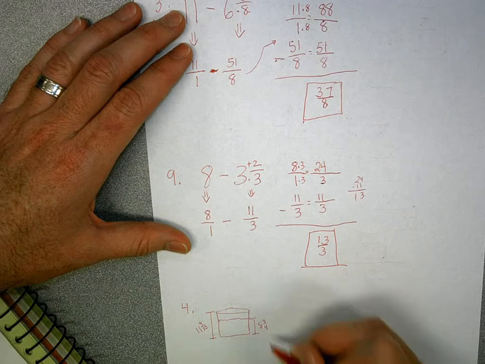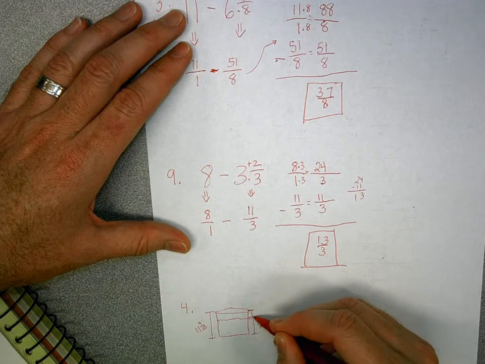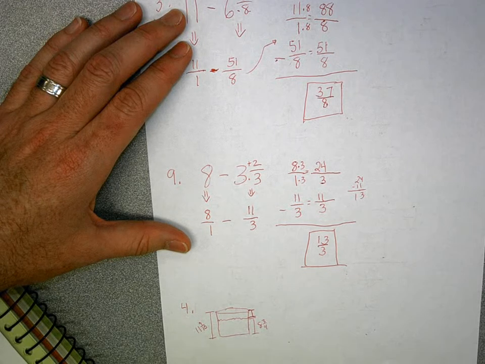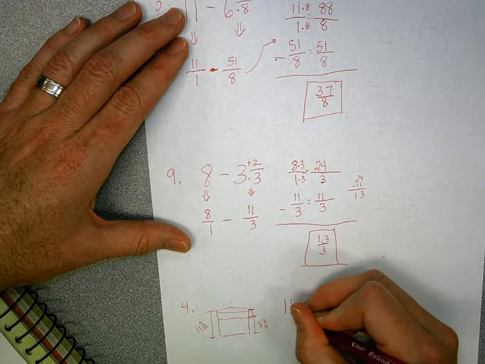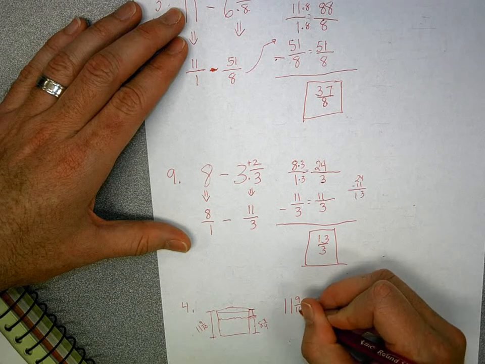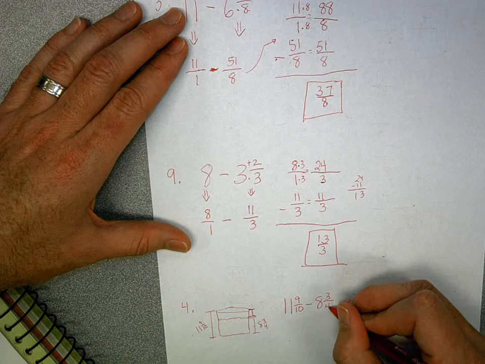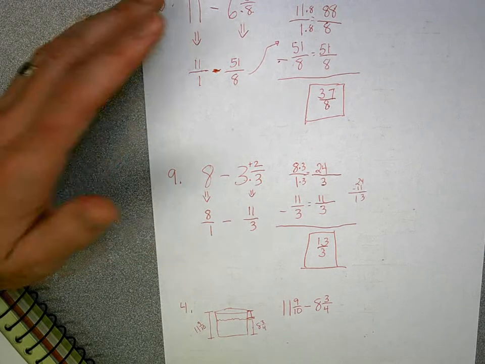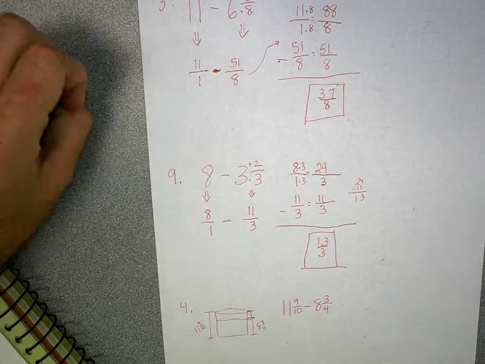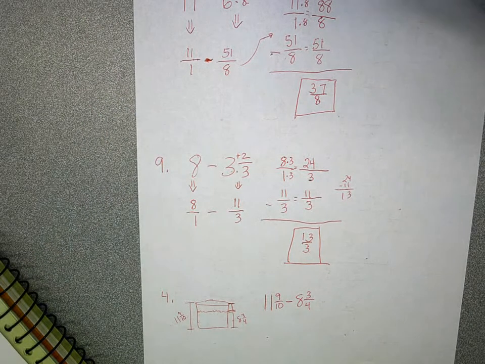So, of course, to find out how much more gasoline it can hold, all you do is take the 11 and 9 tenths and subtract the 8 and 3 fourths from it, and you will find out how much space is left. All right, so that's how you'll do a lot of your word problems on today's lesson. Okay, so you can ask questions and then get started.